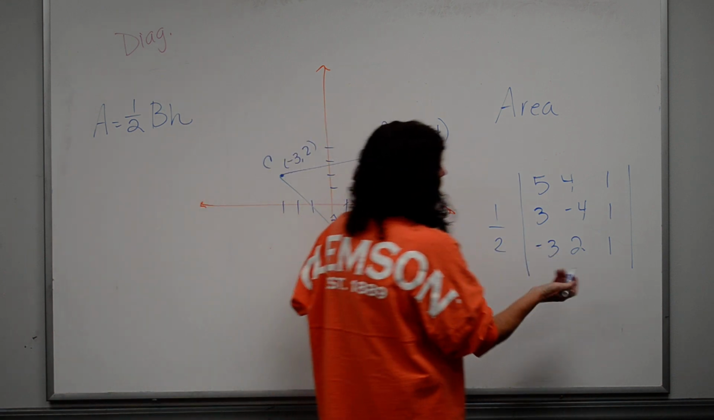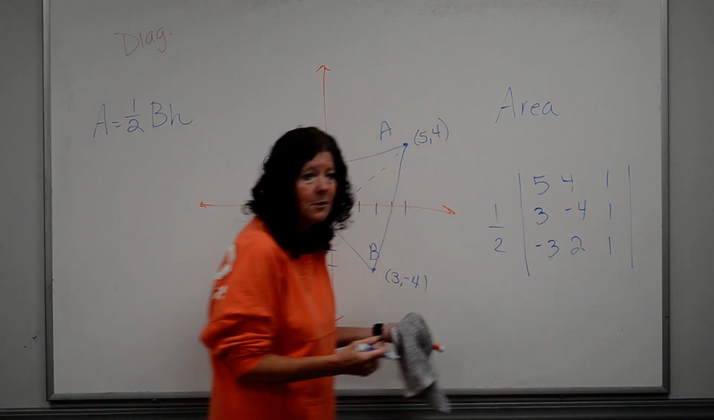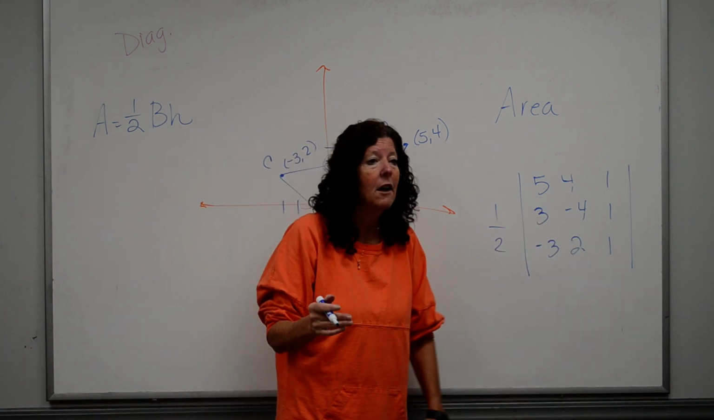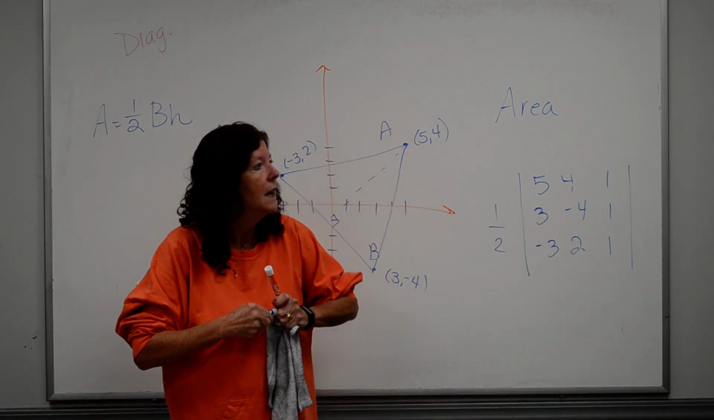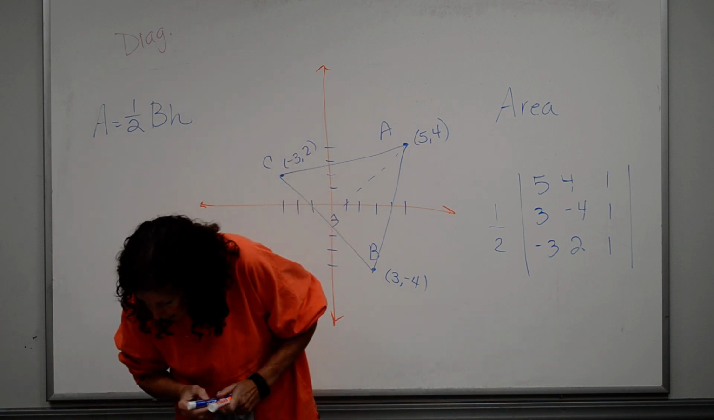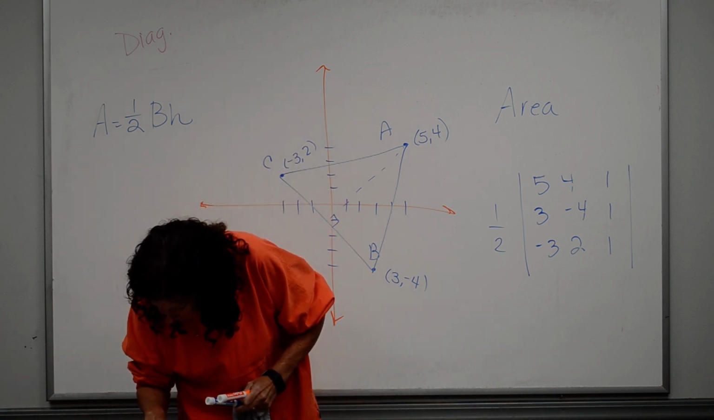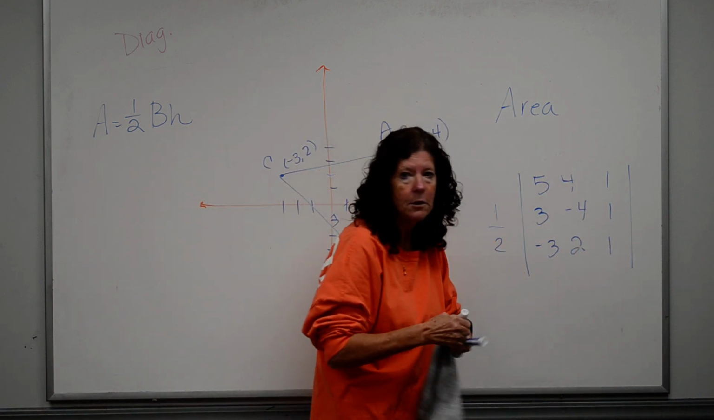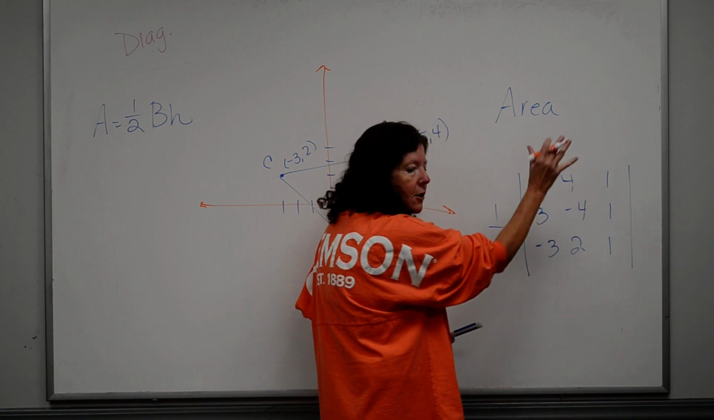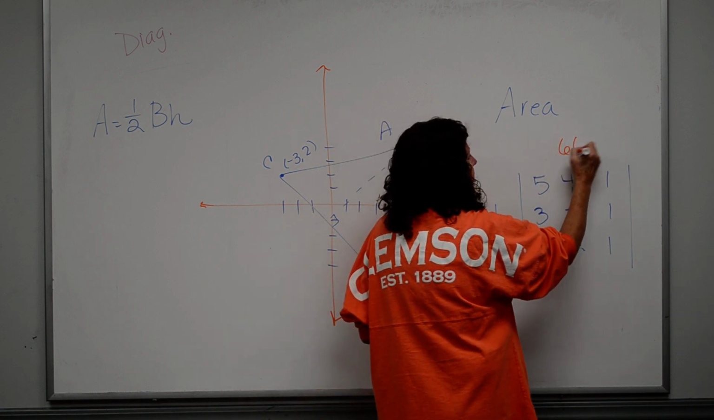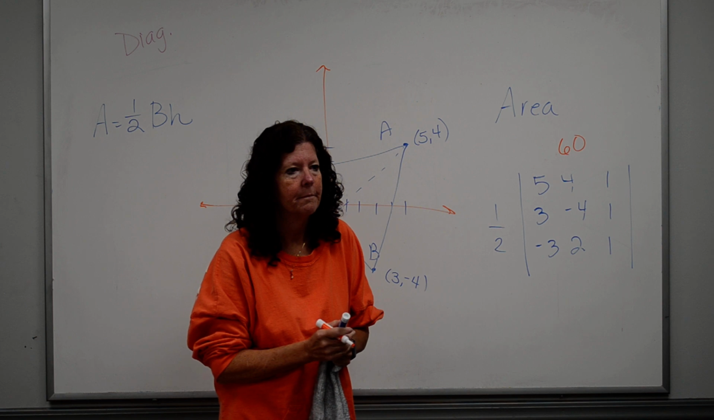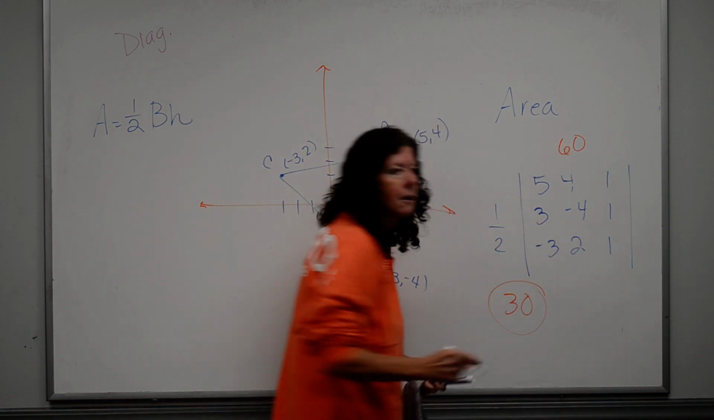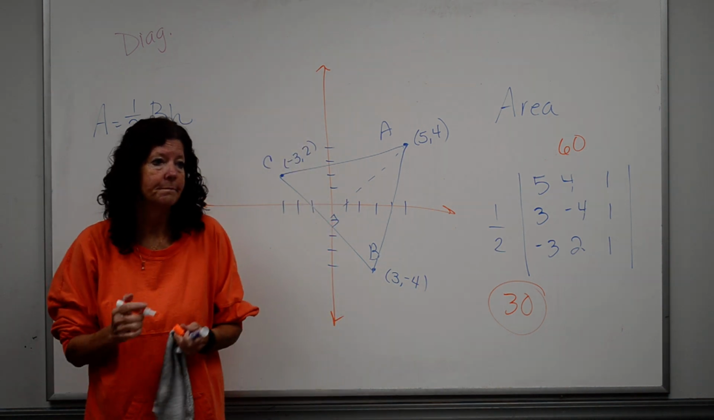Okay, so I can do this by expansion of minors. I can do it by my calculator. I can stick that matrix into my calculator, find the determinant of it, and work my way through. Actually, let's see. You find that if we did it all out, and you could do expansion of minors or you could do diagonals, this is going to give me a value of 60. I'm going to take half of 60. The area of this triangle is 30 units squared.